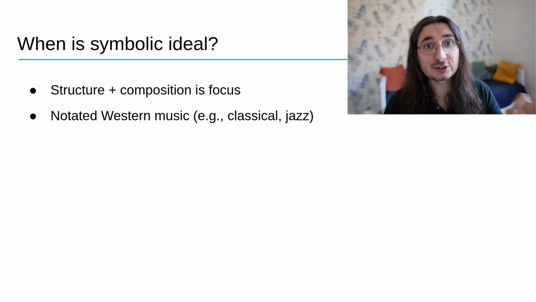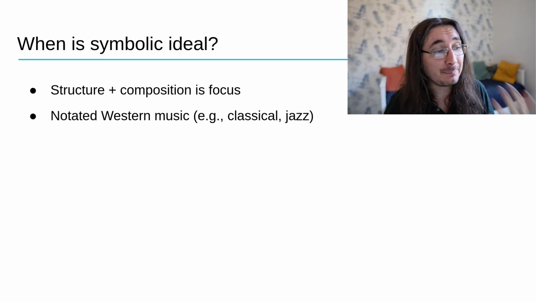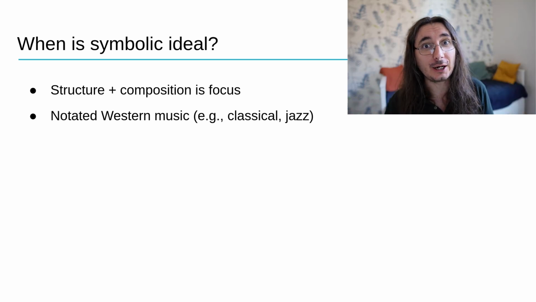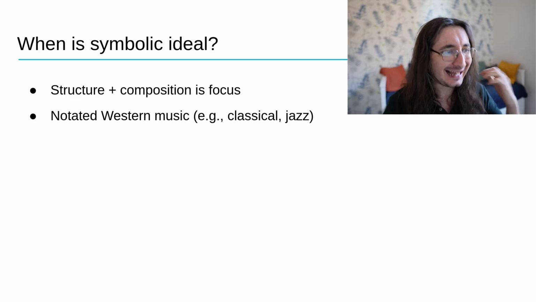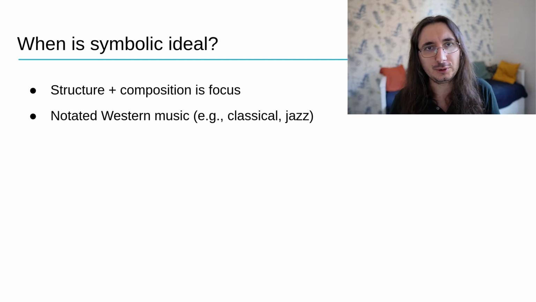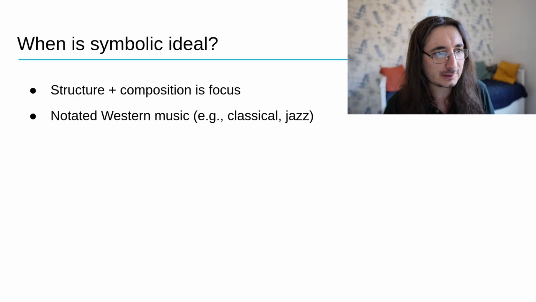Symbolic generation is ideal whenever you're dealing with a type of music where there's a lot of structure and the focus is on the compositional side of it, on the pitch, duration, musical structure. And that happens very often with notated Western music, like classical music, orchestral music, music for video games, the orchestral one, or piano music, or even jazz music.